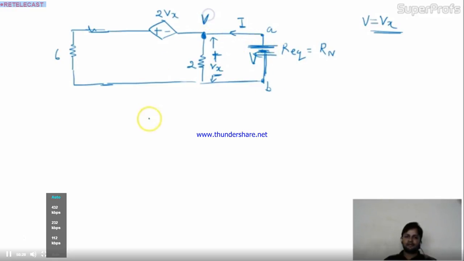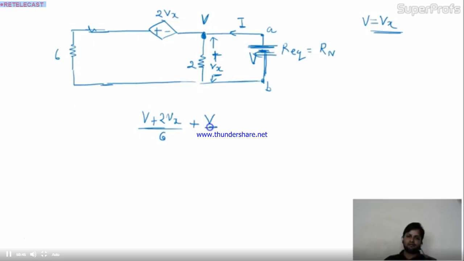Now apply the KCL over here. So this V minus, plus 2Vx, no other battery I have, directly 0, divided by 6. What about this? Yes, V by 2, and in this branch I is coming, equal to 0. Now I know V is equal to Vx. I'll replace this Vx by V. So we have V plus 2V divided by 6 plus V by 2 equal to I.